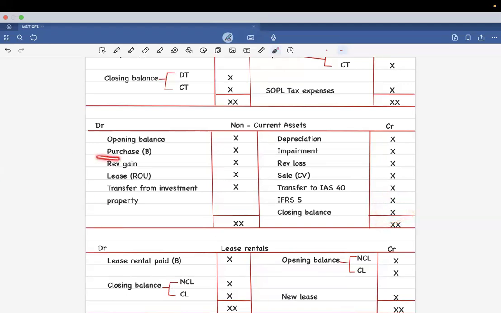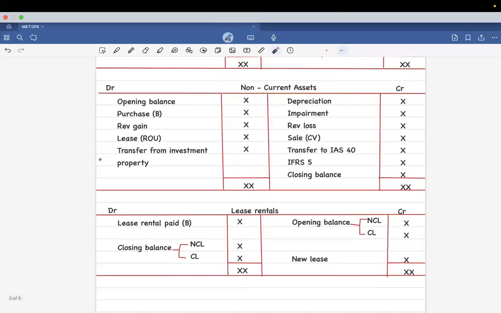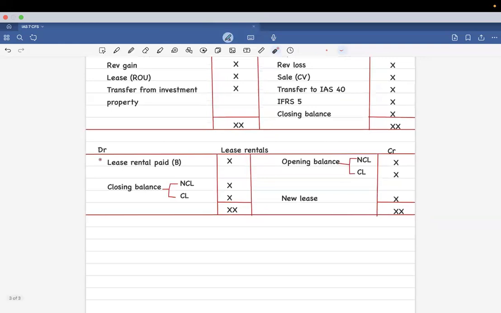Now, the missing figure would be your purchases. So when you tally it down, the balancing figure becomes your purchases for the year, which you should use in the cash flow statement. Clear? Now, the lease rentals.